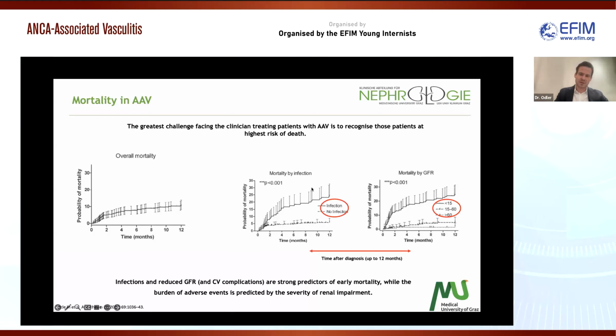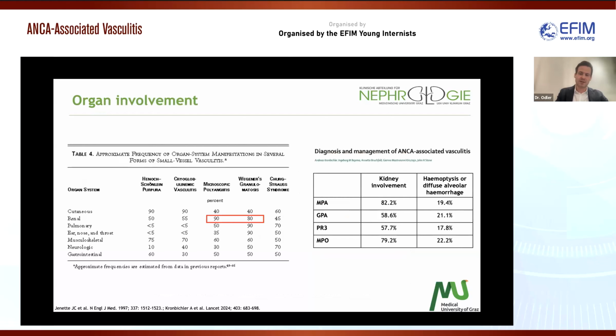You can see on this figure that infections within the first 12 months are leading to very high mortality rates as compared to those patients who had no infection complications. And similarly, in those patients with severely impaired kidney function, the mortality rates are much higher. And this is important. Still, a lot of patients, up to 60-80% of our patients, have kidney involvement, as you can see here. It can be different in case of MPO or PR3 ANCA-vasculitis, but still over approximately 60% of all patients.